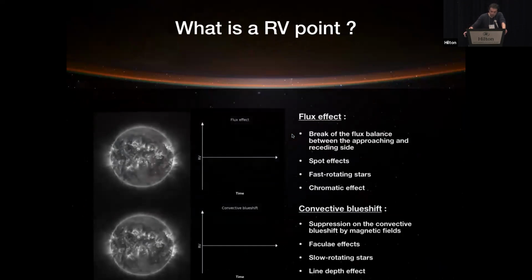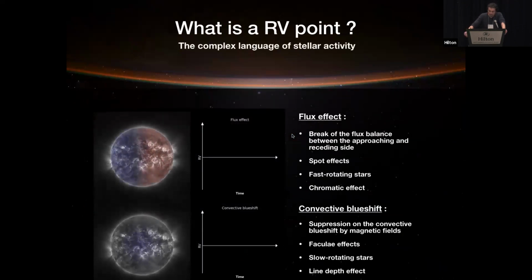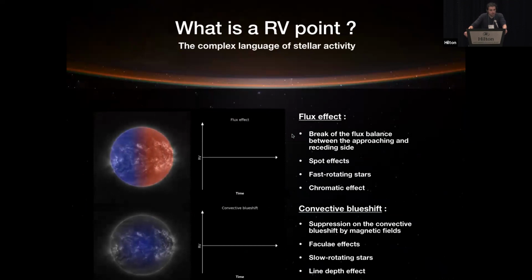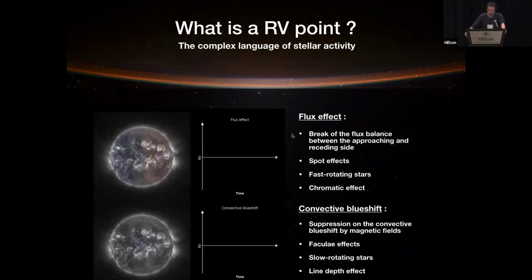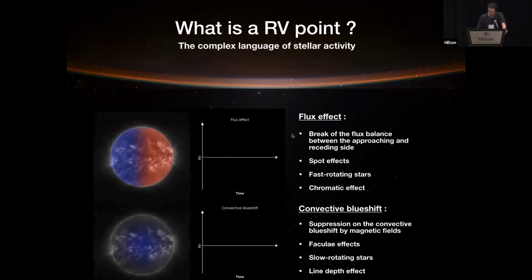I will focus on the effects at the rotational period, because even at the rotational period, things can be complex. We all know that we have the flux effect, which is simply the fact that active regions are breaking the balance between the receding and approaching side of your star. And you also have the inhibition of the convective blueshift. Those signals sum up in radial velocity, and it's quite difficult to disentangle them.